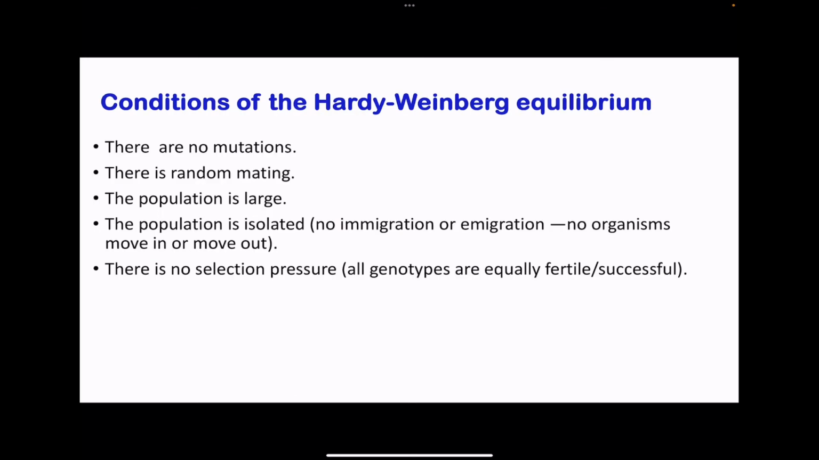The Hardy-Weinberg equilibrium has specific conditions. Of course, remember we said it applies to a population that is not changing. Because it's not changing, that means there are no mutations. There is going to be random mating, meaning any organism can mate with any organism. And also it assumes that the population is very large. It assumes that the population is isolated, so there is no immigration or emigration of organisms in and out of that specific area. And of course, there is no selection pressure. This tells us that this is a highly hypothetical population.